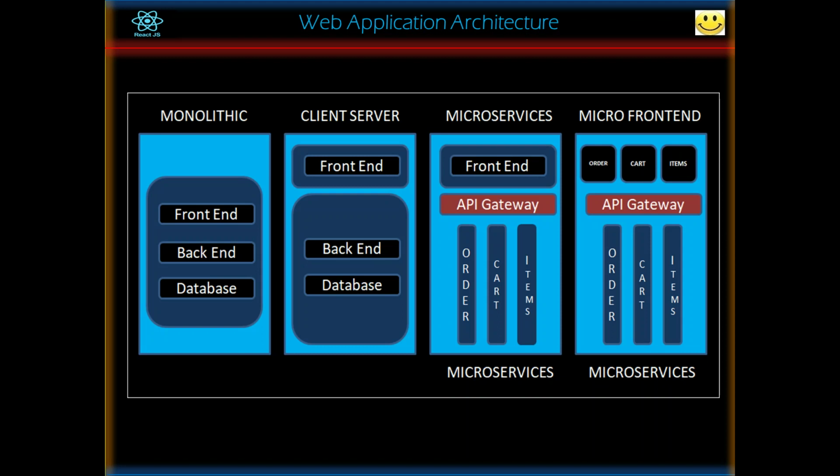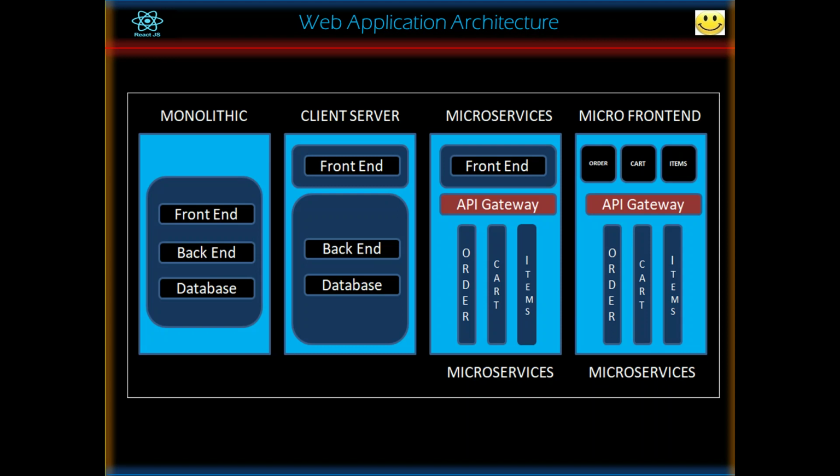Web Application Architecture. In monolithic, front-end, back-end, and database all reside on the same server. In client-server, the front-end resides on a separate server. Back-end and database too reside on separate servers. In microservices, the front-end resides on a separate server. Order, cart, items are all microservices, and they all run on containers.